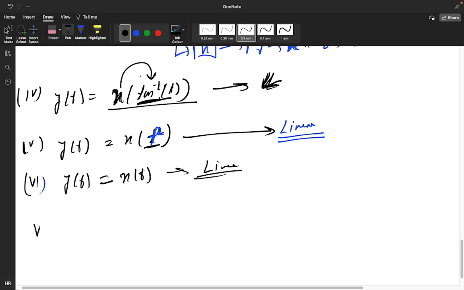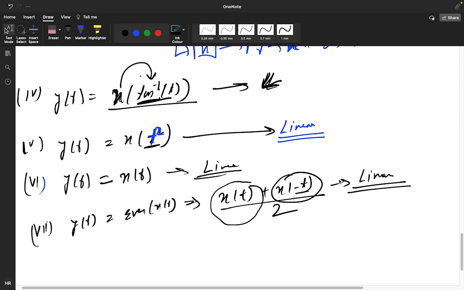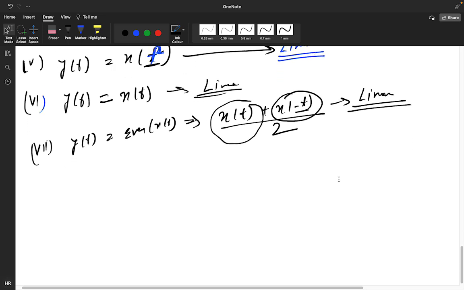And if I give you a seventh question like this, y of t is equal to even of x of t, so this will be x of t plus x of minus t divided by 2. So this is also a linear function. Linear only. Because if you check separately with this and separately with this, this is only a function, no constant is added. So you will get the linear function only. So even x of t is a linear function only.